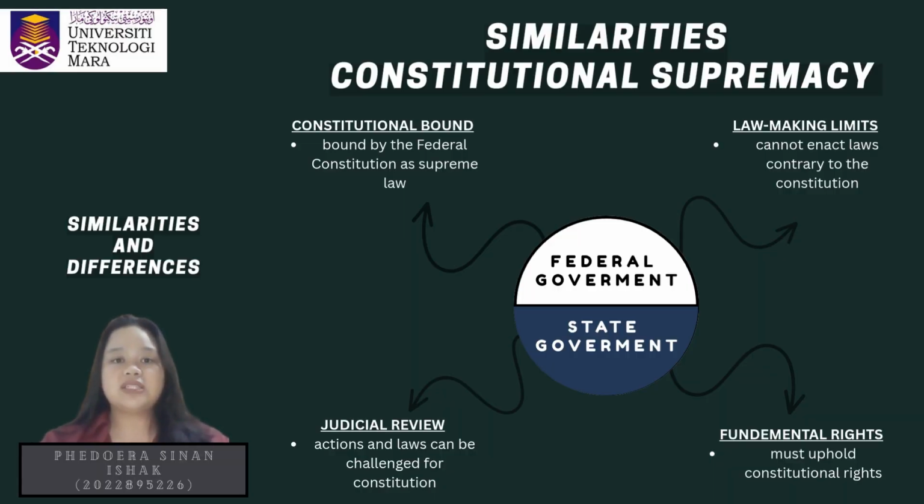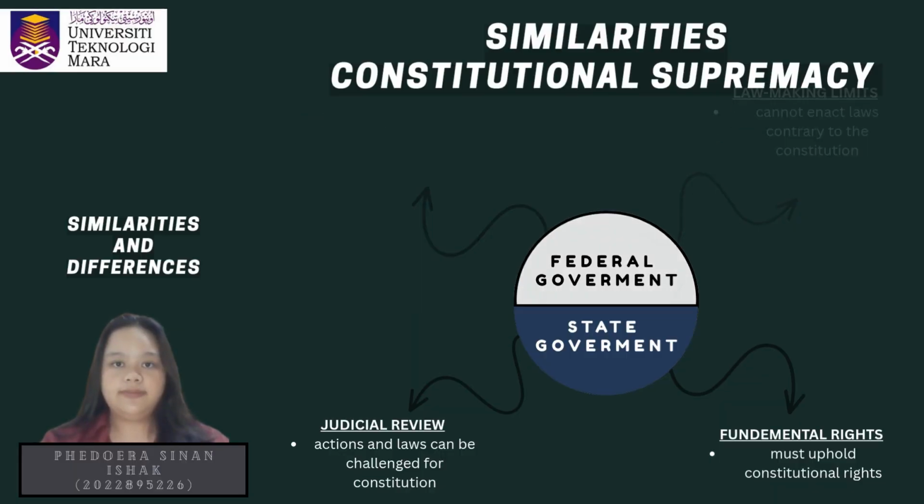Furthermore, both are subject to judicial review. This is a crucial check and balance, meaning the actions and laws can be challenged in court to ensure they align with constitutional principles. And finally, a shared and paramount duty for both is to uphold fundamental rights. They must ensure that the constitutional rights and freedoms of citizens are protected in all their dealings and legislation. These points highlight that despite their distinct roles, both the federal and state governments operate under the unifying and supreme authority of the federal constitution.